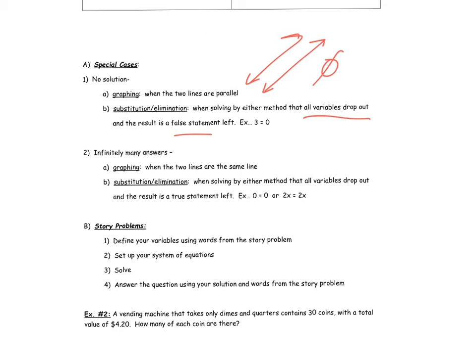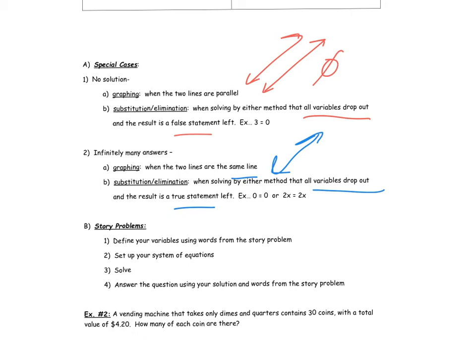Infinitely many answers means every single answer works no matter what, because some special things happen. In infinitely many, that means that the line, when you graph it, is going to be the same exact line. So when you do y equals mx plus b and solve each of them, you'll get the same exact equation. In substitution or elimination, the variables drop out again, but this time we get what we call a true statement, like 5 equals 5, 2x equals 2x, 0 equals 0.